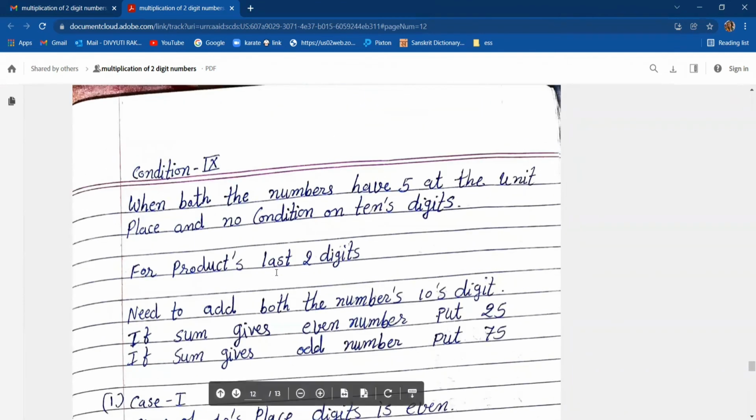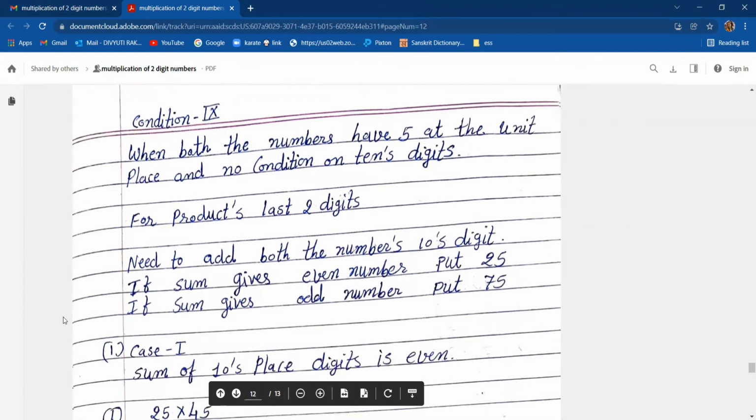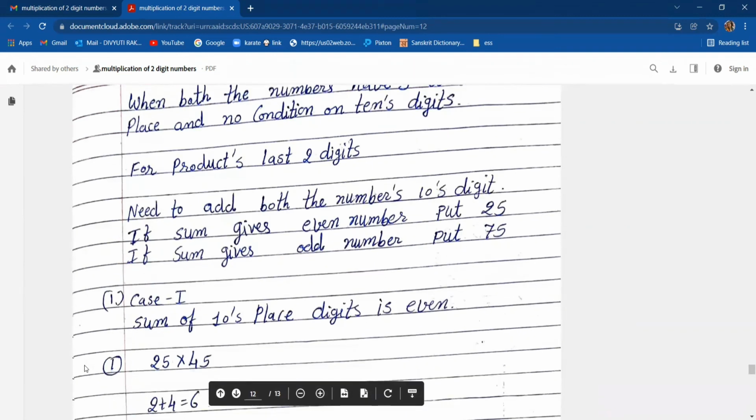If the unit digit is 5, then you can apply this method. Again, when 5 is there at the unit place, this is the main method to multiply the numbers. Okay, so I am reading it. When both the numbers have 5 at the unit place and there is no condition on the tens digit, what should you do? For the last two digits of the product, you need to add both the numbers' tens digits.